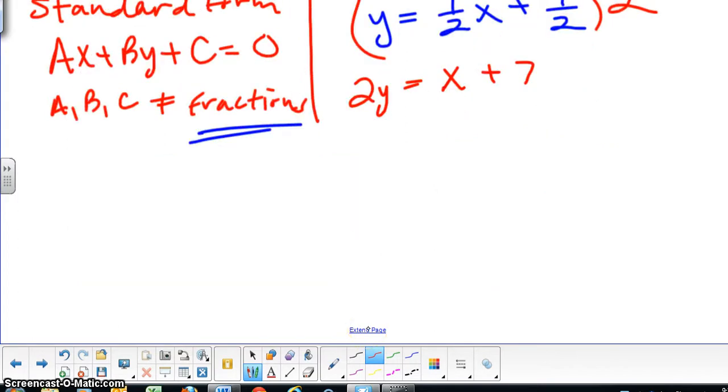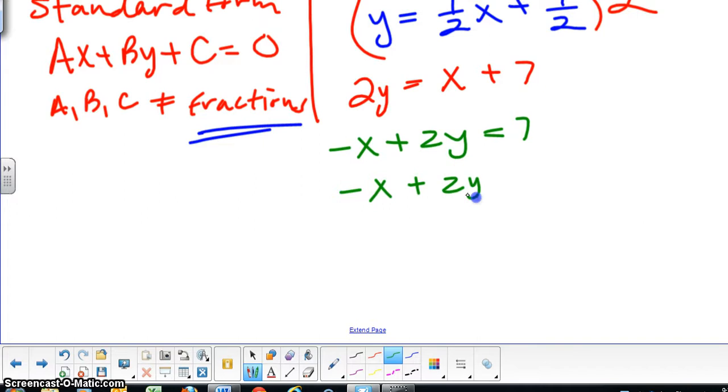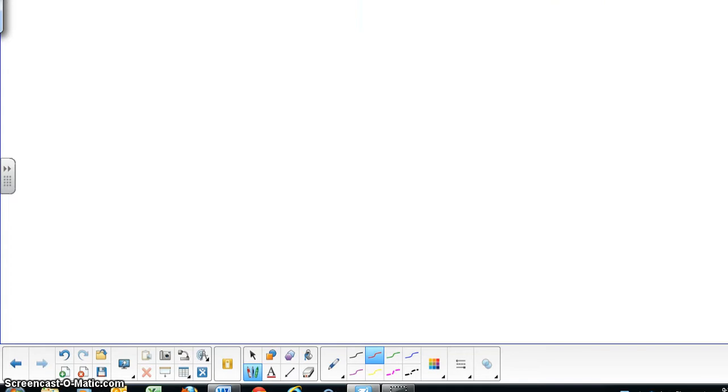So we're still not done because we have to get everything set equal to 0. So the next thing I would do is subtract x. And the very last thing to have standard form would be negative x plus 2y minus 7 equals 0. So a would be negative 1, b is 2, and c is negative 7.